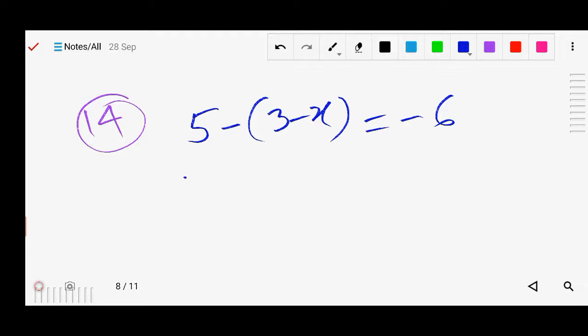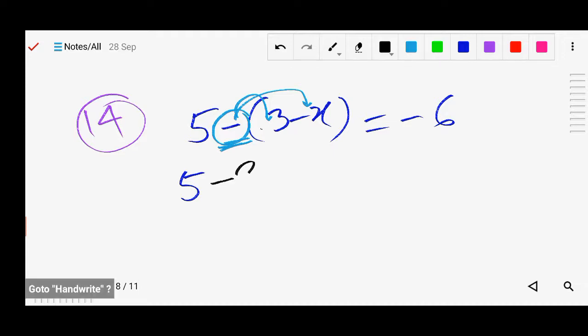First of all, you know that when you remove the bracket, if there is a minus sign before the bracket, then all the signs inside the bracket will be changed. You already know this. So here you remove the bracket, so here the plus becomes minus, and here the minus becomes plus, equals minus 6.